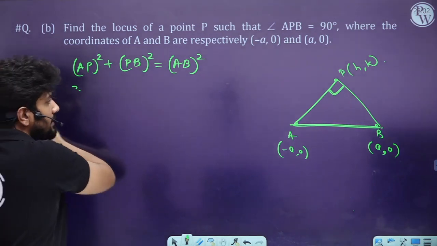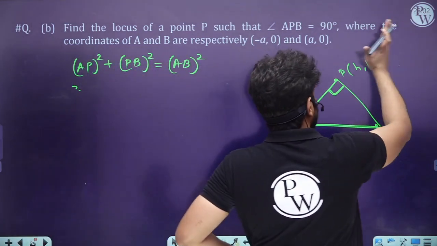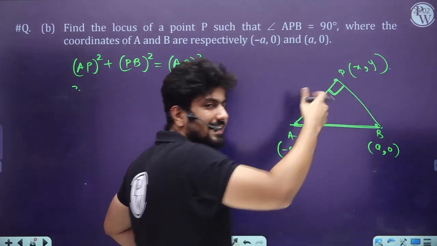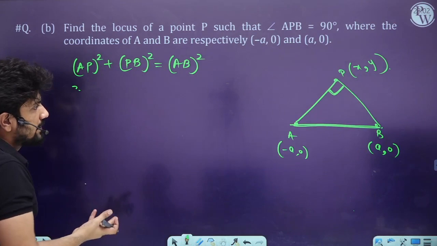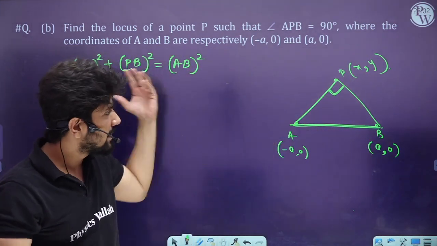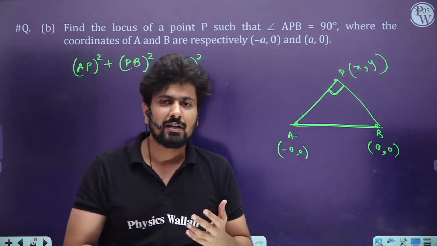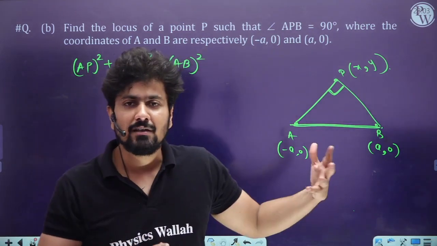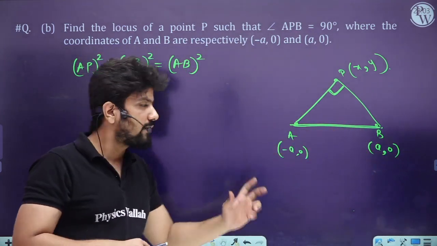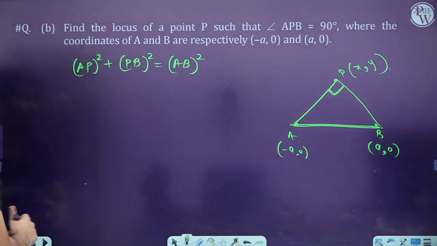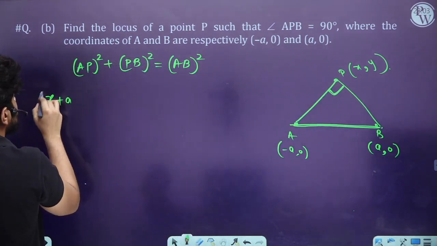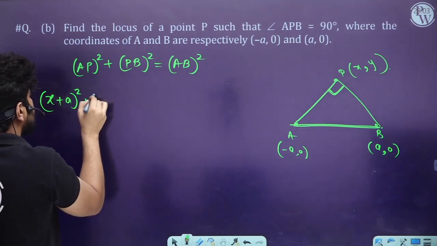Or if you want, you can in the start consider (x, y). That will also work so that you don't get confused in the final step. If I consider the point P to be (x, y), then also it will work. We will get the direct equation in terms of x and y. We don't have to perform the final makeup step in which we replace (x, y) for (h, k). So what is the value for AP square? AP square will be (x plus a) square plus (y minus 0) square, which is y square.